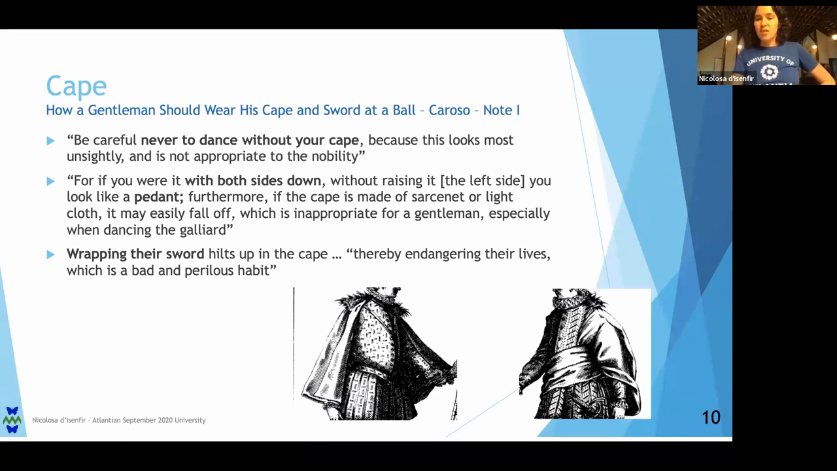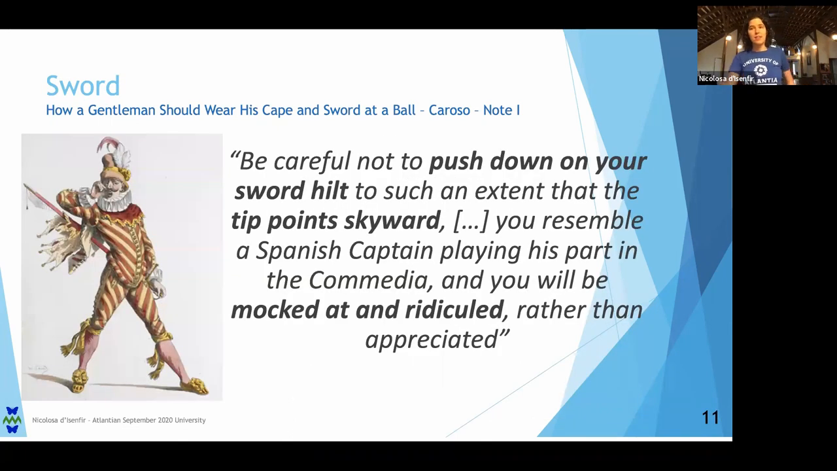Let's talk swords, in fact, a bit more. As a lord, you are always wearing your sword and it is on your left side. The lady is going to be on the right, your sword is on the left side. But, and this is one of those cases where we know people did it because there's a rule against it, they say, be careful not to push your sword hilt down such that it points skyward.